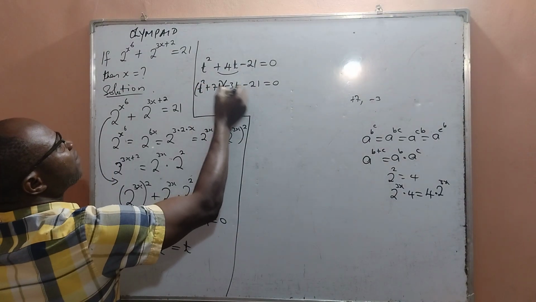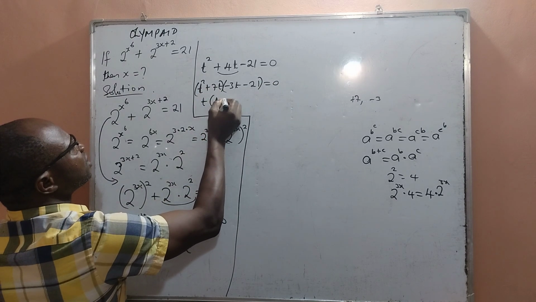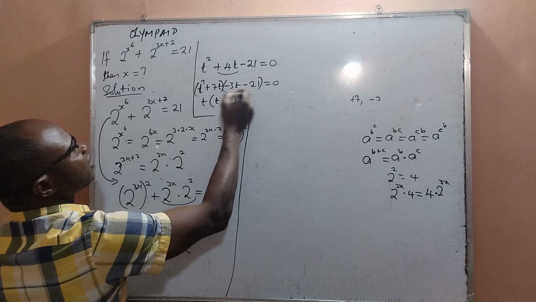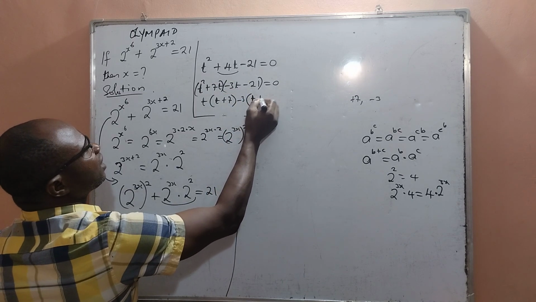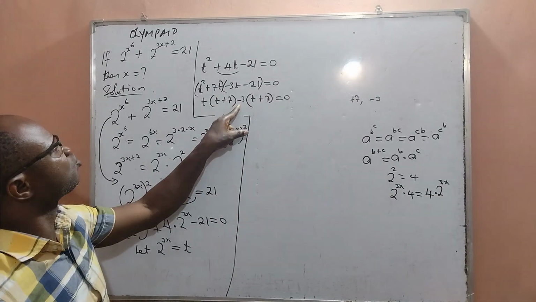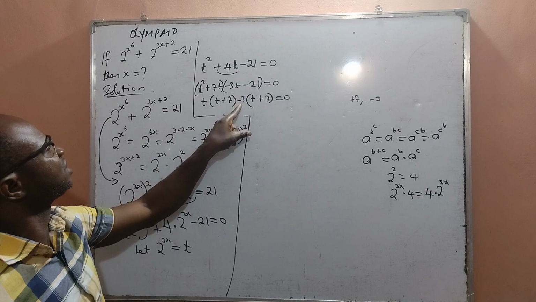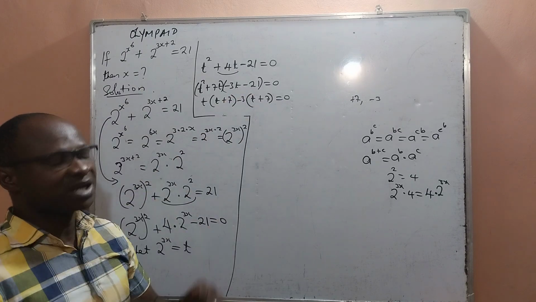So I put them into brackets. In the first bracket, what is common is t, leaving me with t plus 7. In the second bracket, what is common is minus 3, leaving me with t plus 7, equal to 0. What it means is that minus 3 multiplied by t will give me minus 3t, and minus 3 multiplied by plus 7 will give me negative 21. So that is very correct.